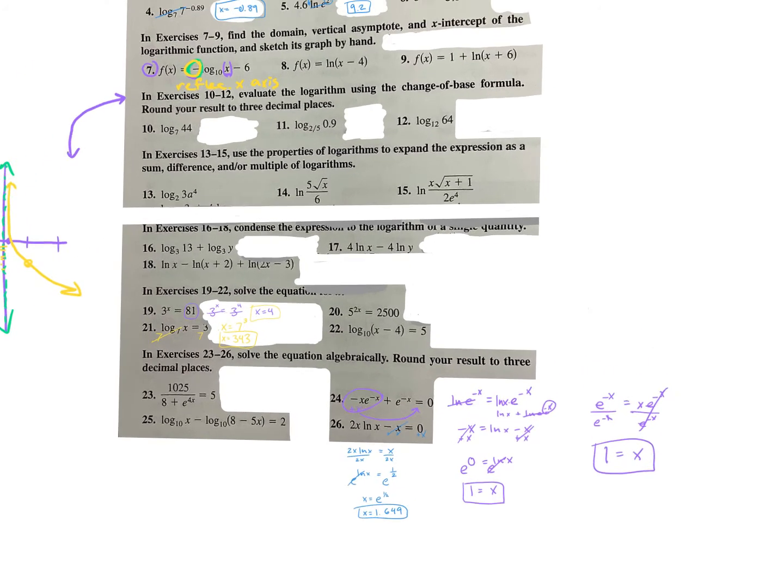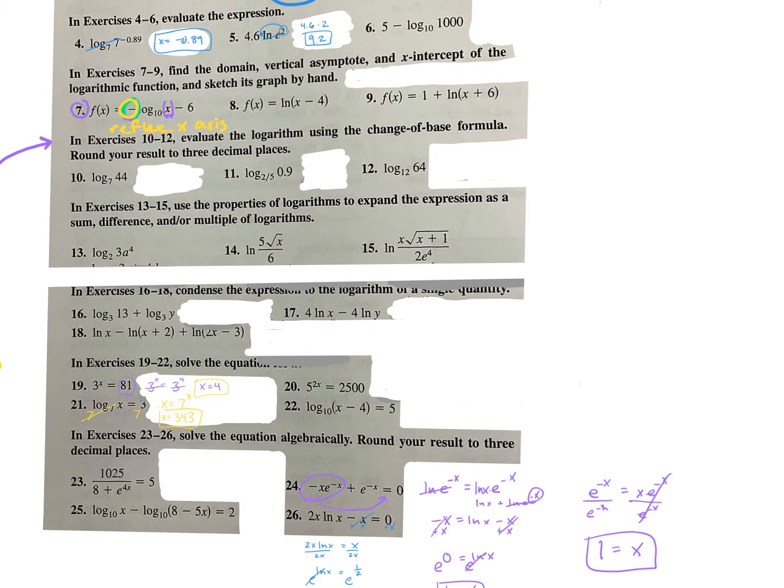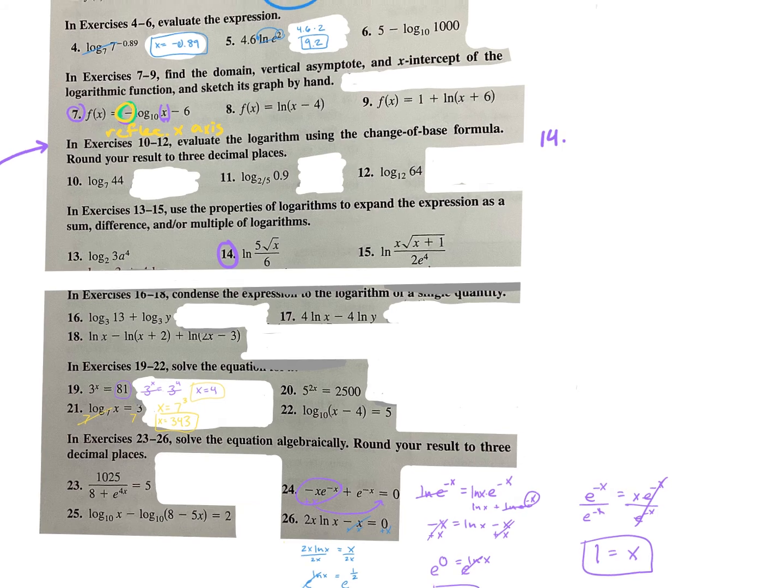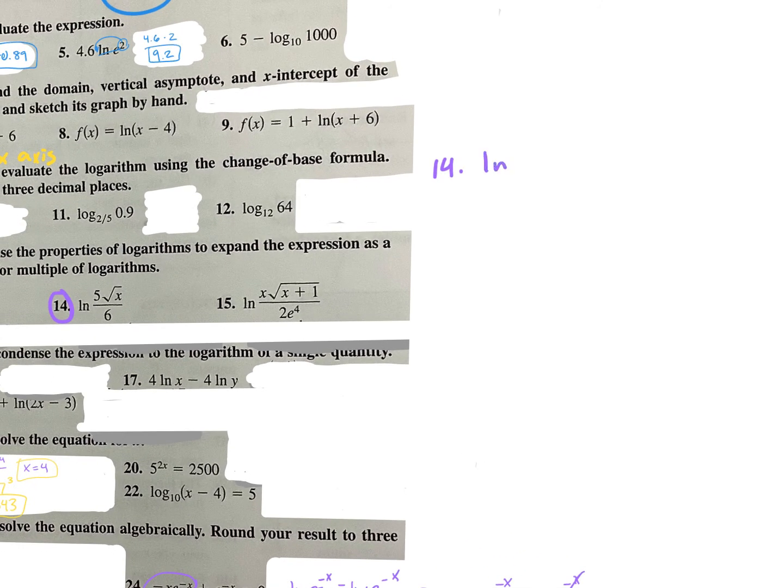Alright, so I'm going to do a couple more questions on this page and then do a few more from the extra practice as well. So looking at 14, here we are asked to expand. So we have the ln of 5 square root x over 6. So here we're multiplying and we're dividing. So when you multiply, you use addition. So this would be ln of 5 plus ln of square root x. And then when you're dividing, you subtract minus ln of 6.